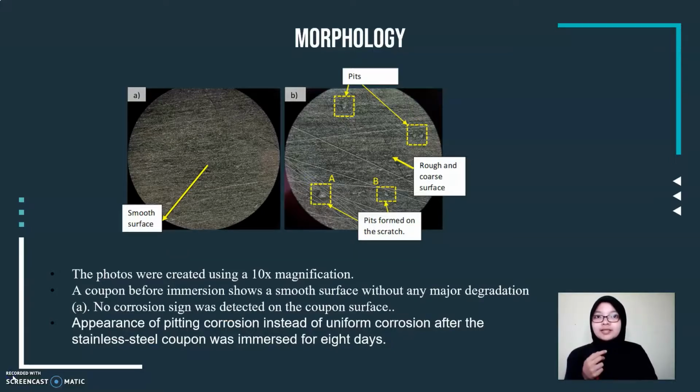Immersed for 8 days. There is a sign observed on the surface. Figure B indicates high corrosion rates. Through the image, the appearance of pitting corrosion instead of uniform corrosion can be seen after the stainless steel coupon was immersed for 8 days.